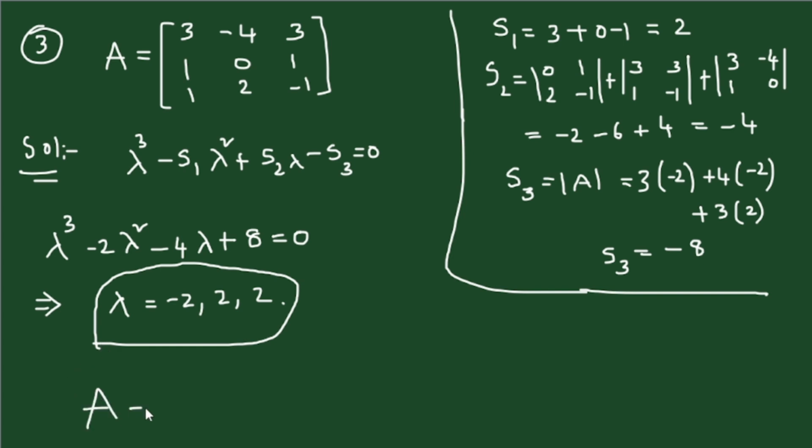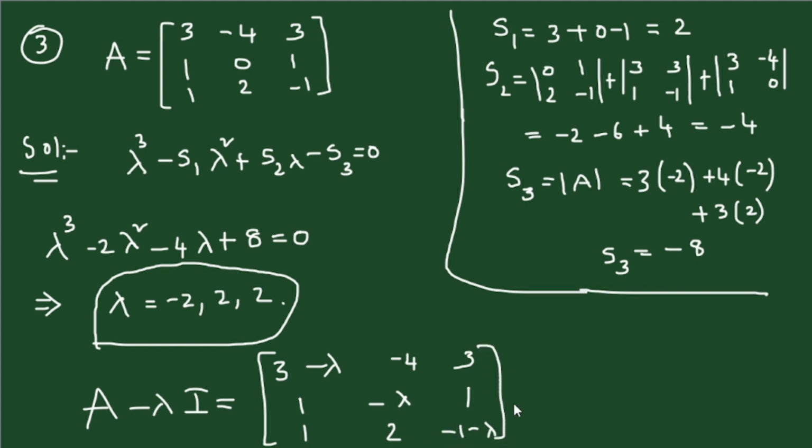So what is the matrix A minus lambda I? The matrix A minus lambda I is simply subtracting lambda from the principal diagonal elements: 3 minus lambda, minus 4, 3, 1, 0 minus lambda, 1, 1, minus 2, minus 1 minus lambda. This is A minus lambda I. Now let us find the characteristic vector corresponding to lambda equal to minus 2. It is A minus lambda I multiplied by x1 equal to 0.